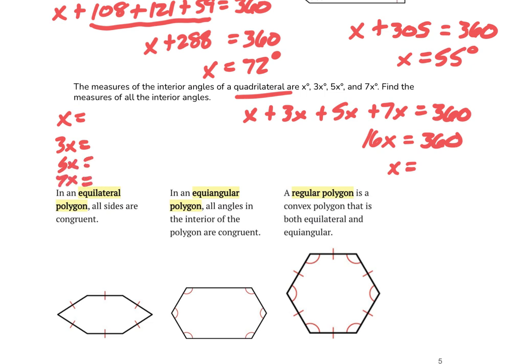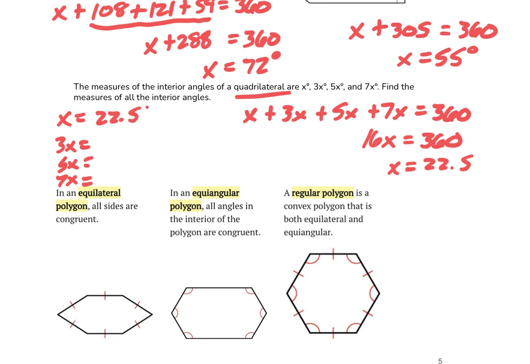Is it okay to get half of an angle here? Half of a degree? Yeah, because we're talking about angle measure, okay? Angle measure will not always be exact. It's not always going to have to be a nice whole number. I can have half of a degree. And so in this case, x is 22.5.